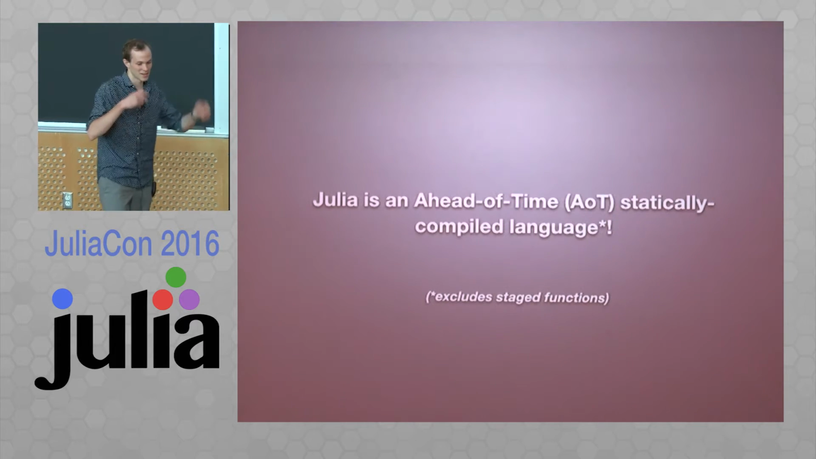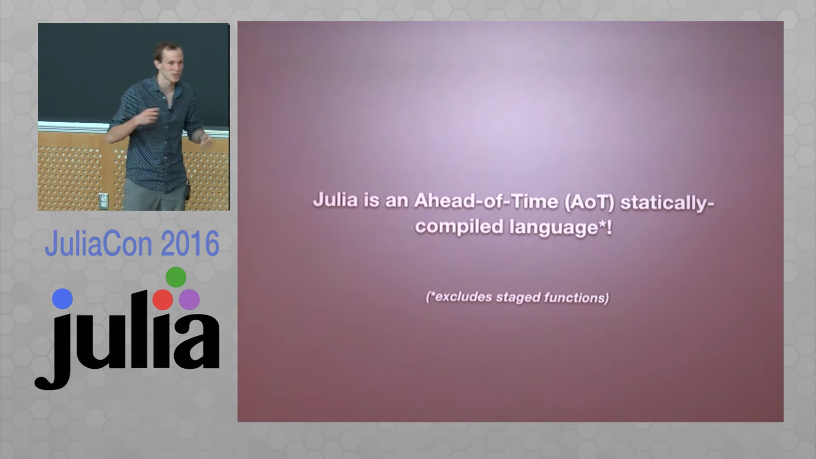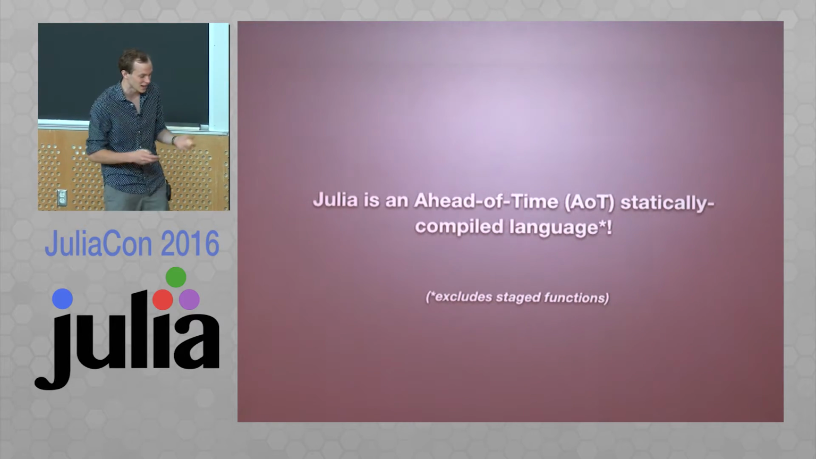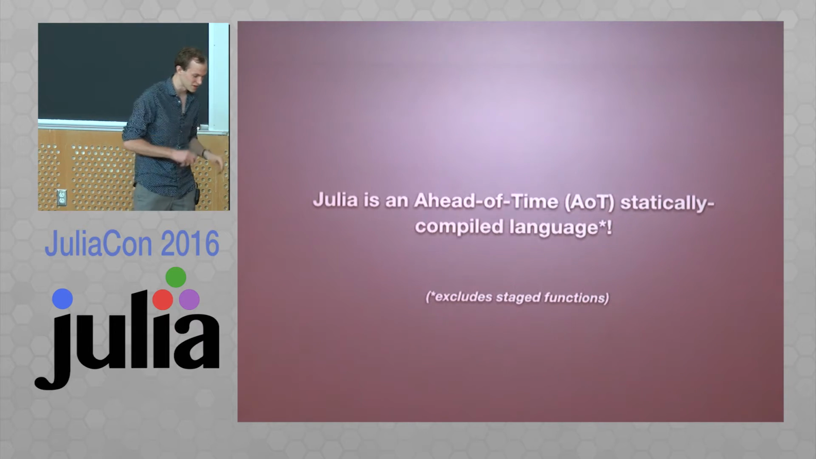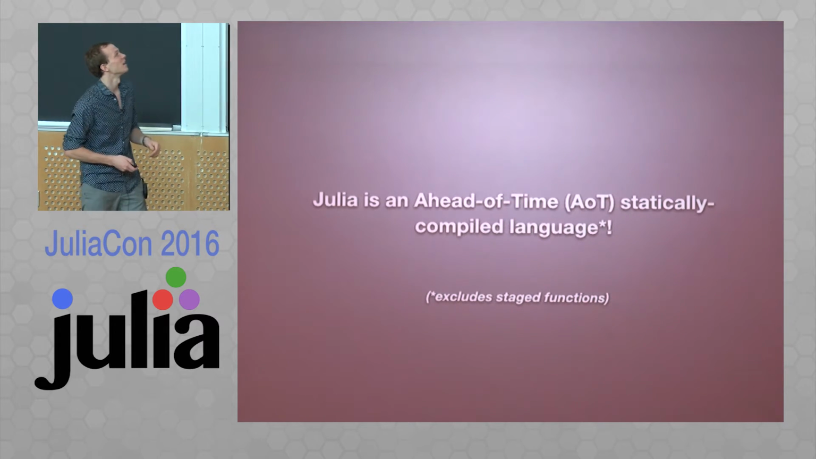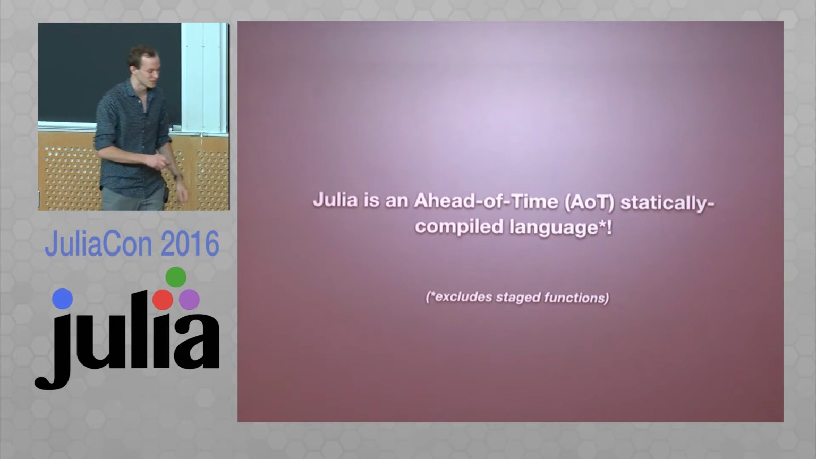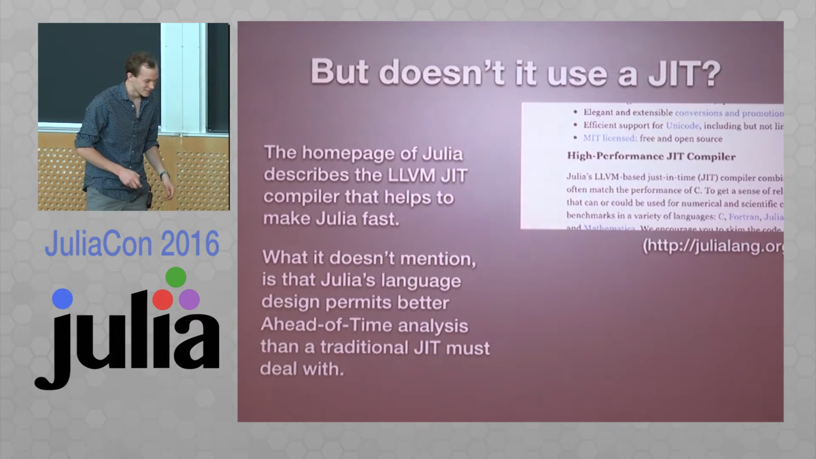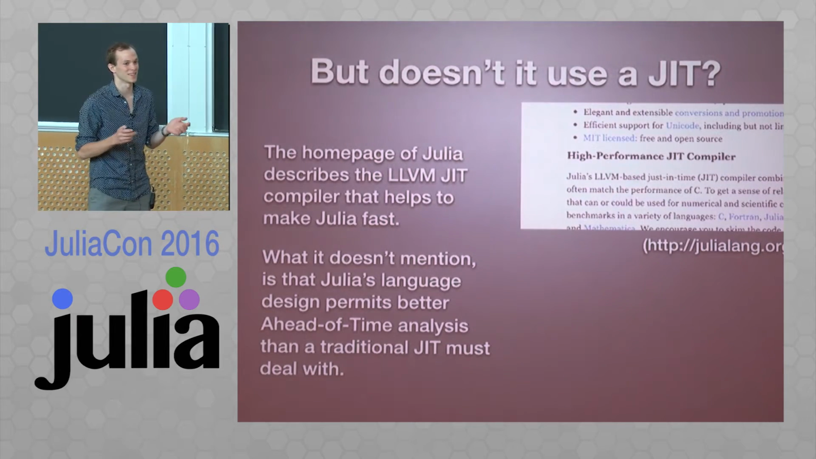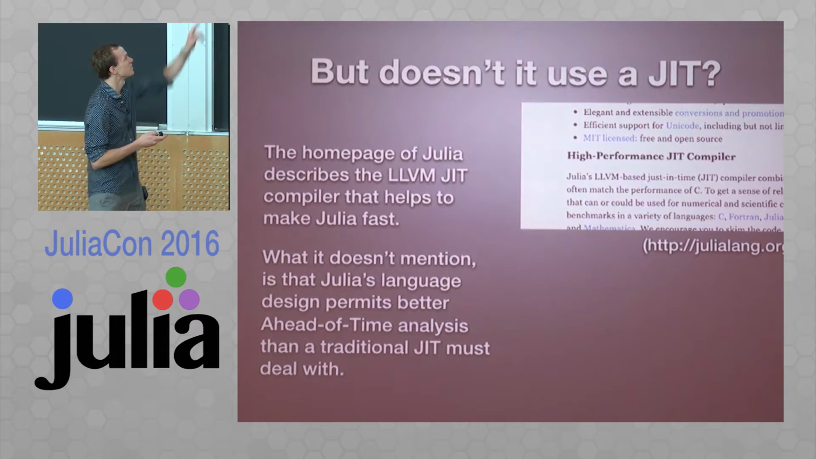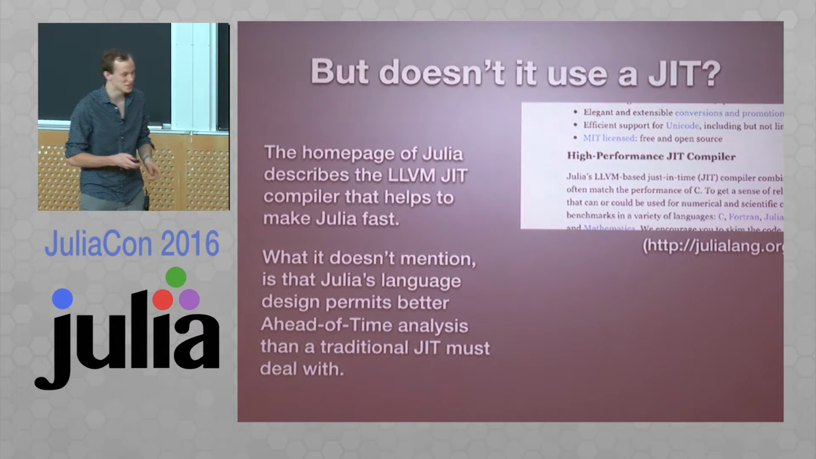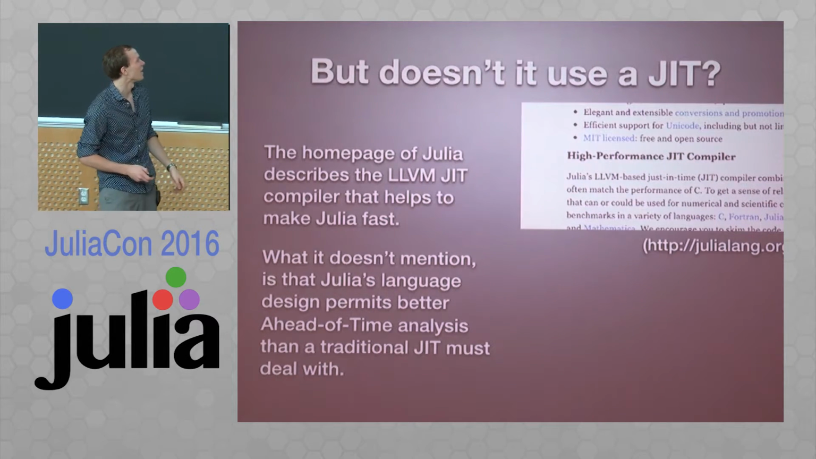So what I want to talk about is kind of a big statement. I feel like Julia is an ahead-of-time compiled language, statically compiled. I'm not going to quite touch on staged functions because that requires a little more nuance. But the obvious question is, OK, wait a second, it's not ahead of time. It has a JIT. It's right on the home page. There's my screenshot that proves that it's JIT compiled.